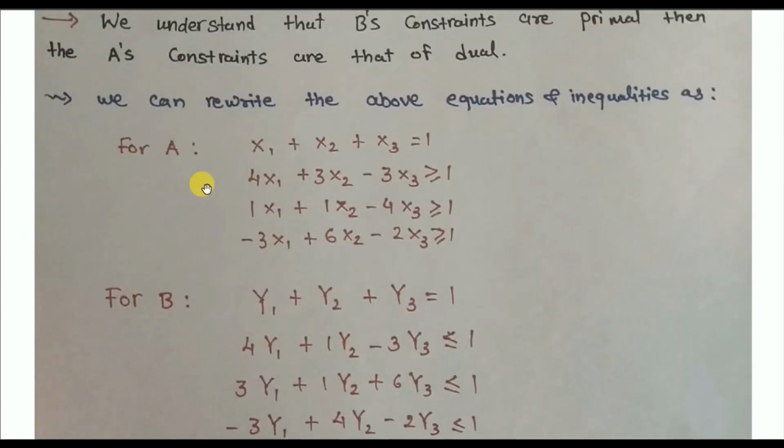And we make two linear programming problems. Here we can see the pattern of the primal problem and dual problem. Player B's equation system acts as the primal and player A's equation system acts as the dual problem, because these rows act here as columns: 4, 1, minus 3; 4, 1, minus 3; 3, 1, 6; 3, 1, 6; minus 3, 4, minus 2; minus 3, 4, minus 2. Here I mistakenly wrote a minus sign, but it is a plus sign: 1x1, 1x2 plus 4x3 greater or equal to 0.